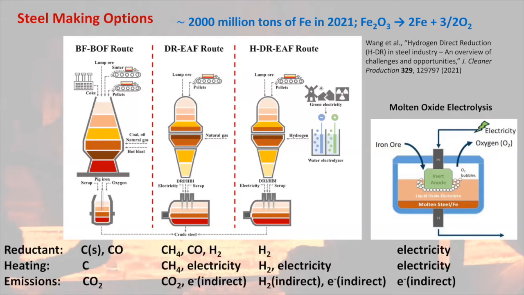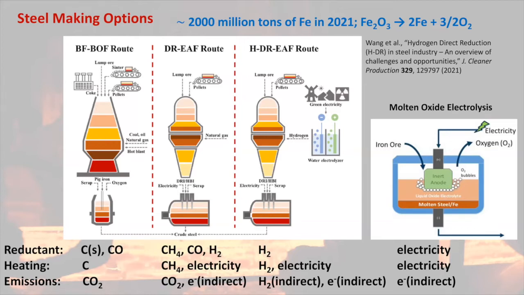One is you need a reductant, you need a reducing agent. In the blast furnace, it is carbon or carbon monoxide. In the case of direct reduction, it's methane, which is then broken down into syngas, which is carbon monoxide and hydrogen. In the case of hydrogen, it is hydrogen directly. And in the case of molten oxide electrolysis, it is electricity, which is the reducing agents, electrons.